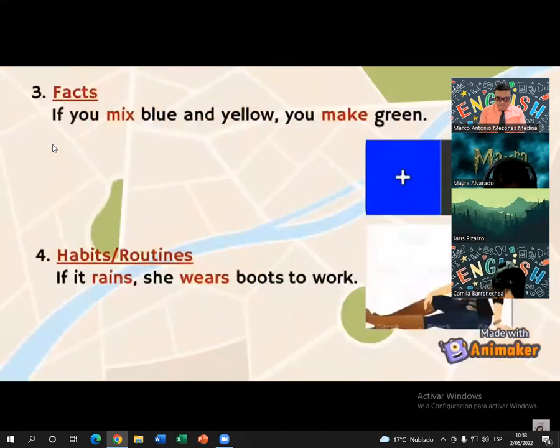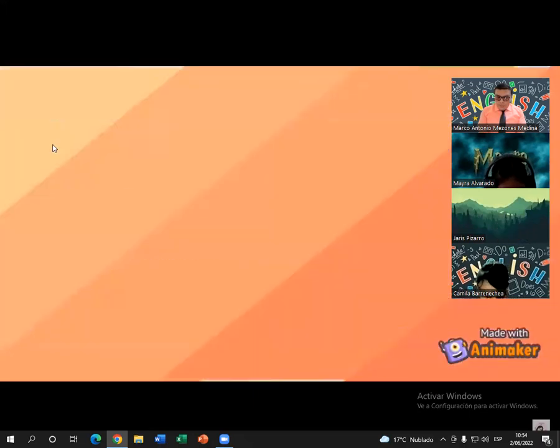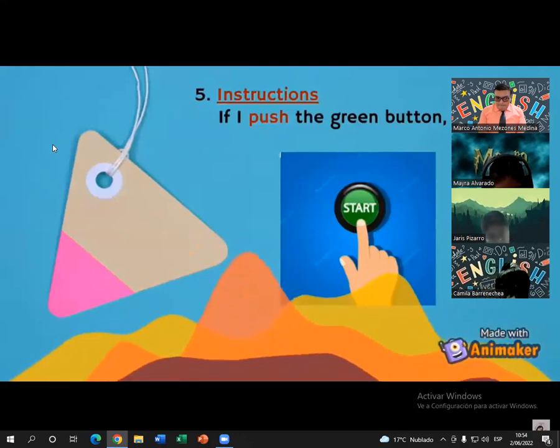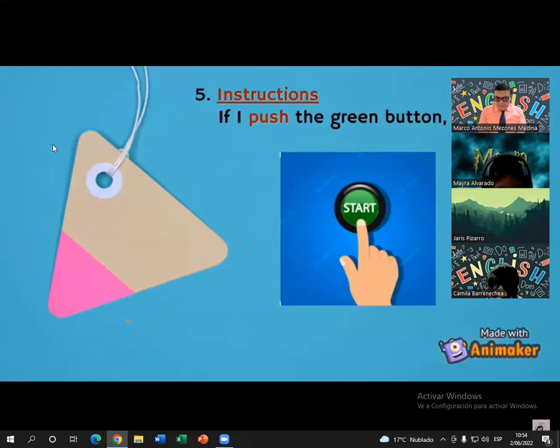When you drink alcohol, it's better for you not to drive your car. We also use zero conditional to talk about facts. For example, if you mix blue and yellow, you make green. When it comes to habits or routines, you can also use zero conditional. For example, if it rains, she wears boots to work. This statement indicates someone's daily routines. It is another way of saying whenever it rains, she always wears boots to work. Okay, the last function of zero conditional is to express instruction. For example, if I push the green button, it starts.